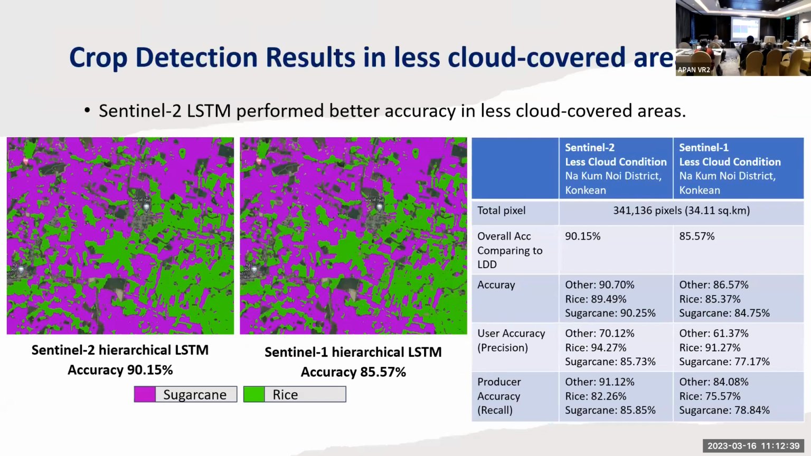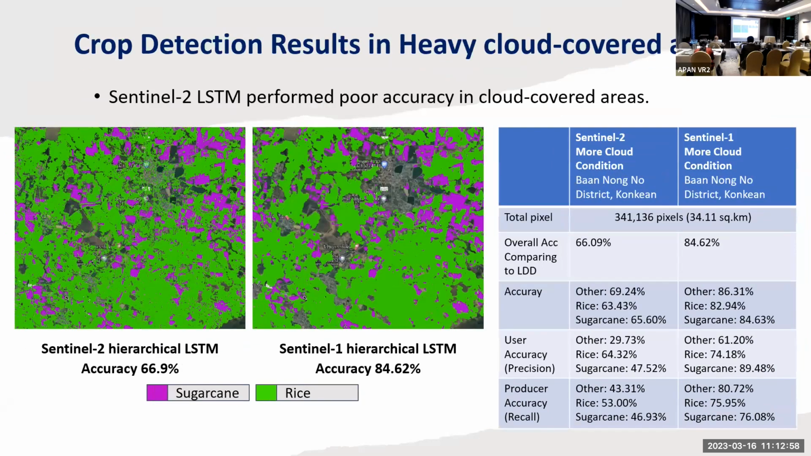In the less cloud-covered area, the performance of each model is according to this slide. Sentinel-2 is good, because it can have a clear picture, about 90%. Sentinel-1 is lower by 5%. But in heavy cloud cover, we can guess that Sentinel-2 is going to have a problem. It dropped heavily to only 60-something percent. But Sentinel-1, which is very good at dealing with cloud, is still quite stable.